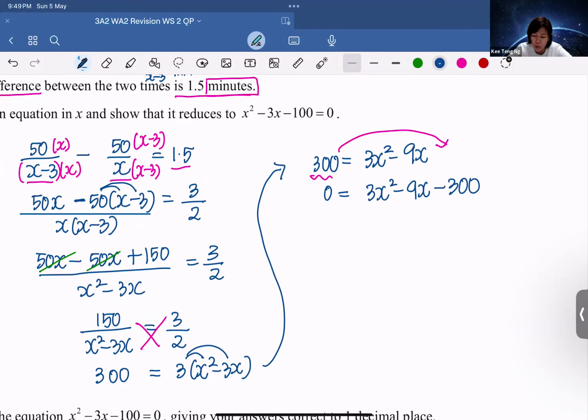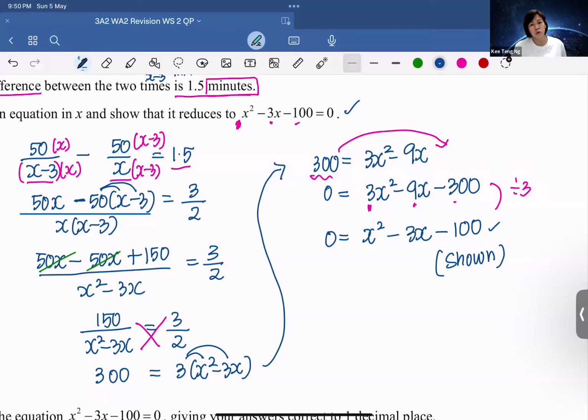But then the question now is, this is 1x squared, but I have 3. Negative 3, but I got negative 9. Negative 100, I got negative 300. So all of them have a common factor and can be divided by 3. So I'm going to divide everything by 3. I'm reducing the equation. 0 divided by 3 is still 0. Then 3 divided by 3, x squared. 9 divided by 3, 3x. 300 divided by 3, 100. So therefore, they are the same. Shown.